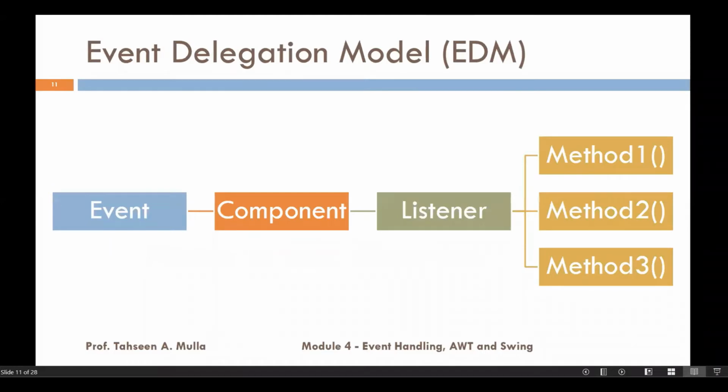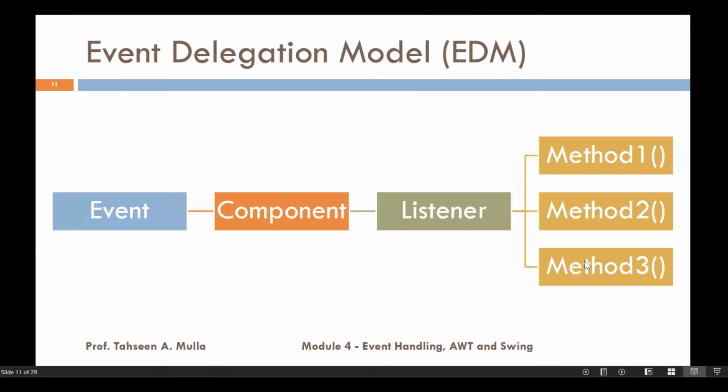Now we'll move on to the next part, that is the event delegation model. You can see here, there's an event which will be occurring on a component, any component which you add on the window or a frame. And when you click on it, some action must be performed. So there must be someone who can listen to that event, which is already pre-programmed when clicked on the particular component. So it will be in terms of methods. There might be multiple methods occurring, or a single, or a combination of.